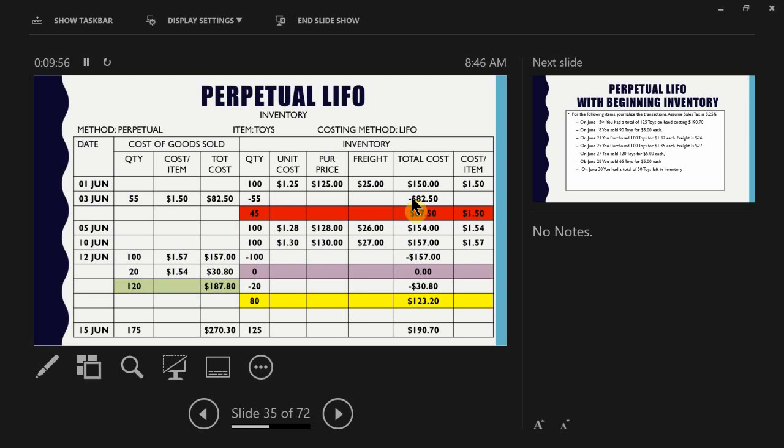So again, comparing and contrasting which one works best for you. Again, it just depends on your product. But in this case, using LIFO, my inventory is always going to reflect a lot lower. Okay?